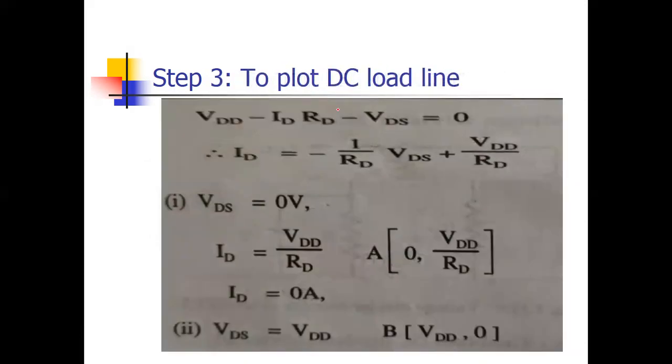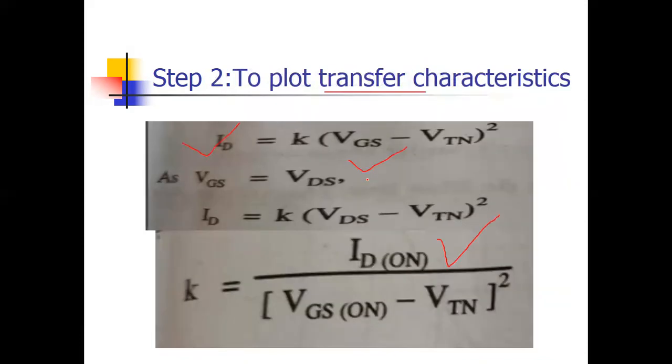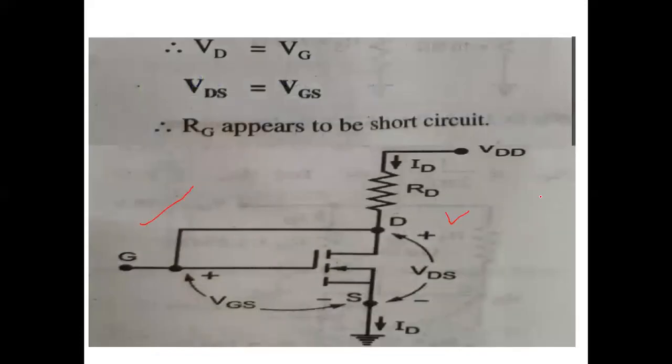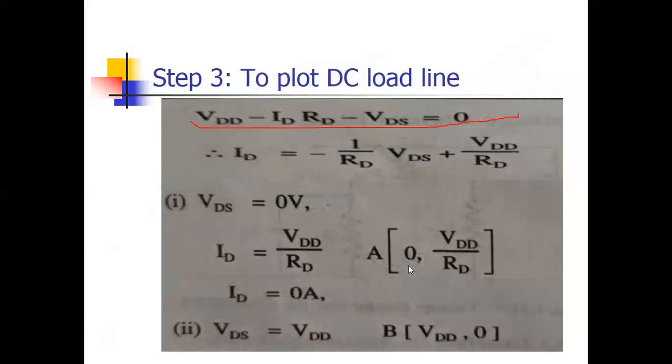Okay, next is the DC load line. Now you have the transfer characteristics, and for finding the Q point you want the load line. For this you want the equation of ID versus VDS, or ID versus VGS. In this case, if we apply the KVL equation on the right side, VDD minus ID RD minus VDS equals 0. Again, listen: VDD minus ID RD minus VDS equals 0. In this case VDS equals VGS, it doesn't matter.